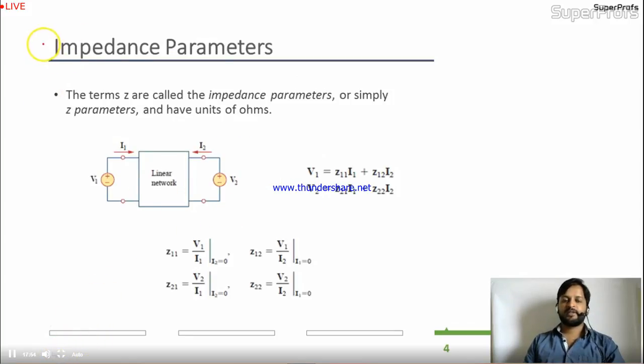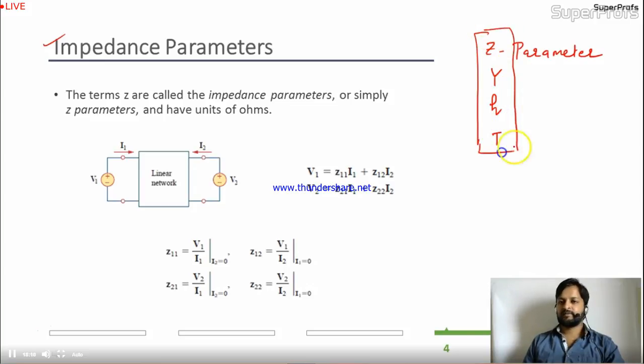The two-port network consists of so many types, but we'll consider only 4 types: Z parameters, Y parameters, H parameters, and T parameters. Okay? We'll see these 4 only. What is the Z parameter? See, this is what we have seen, this is given for the two-port network, right?